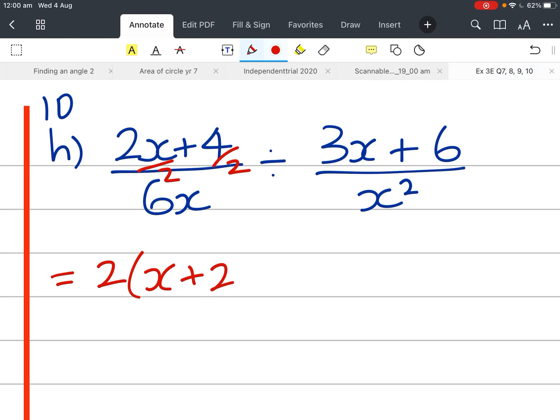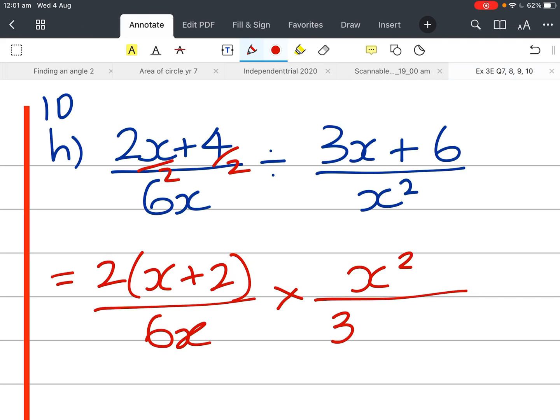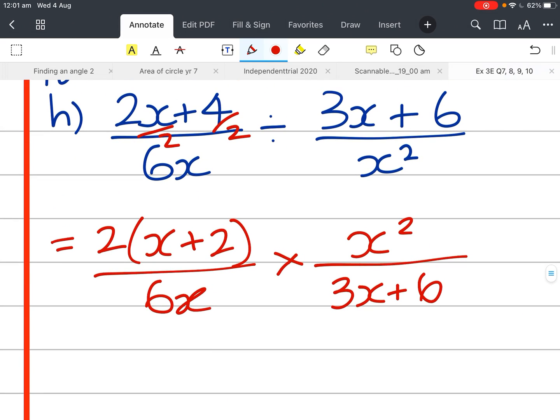So 2 goes into 4 twice over 6x. Times. Now the x squared is going to go on top. 3x plus 6 will go on the bottom. Now I'm going to cheat and I'm going to rub this out because I think I'm going to run out of room. So I'm going to factorise that bottom one, okay?